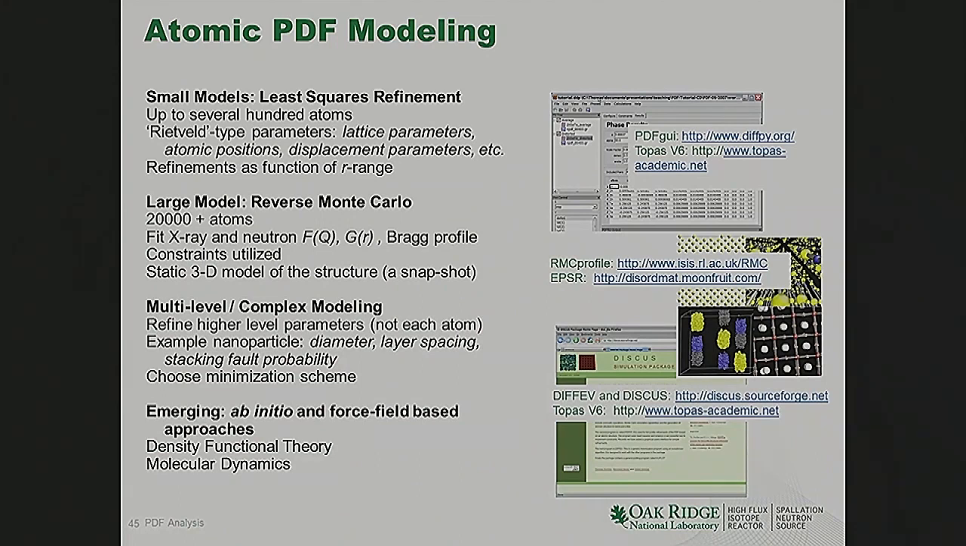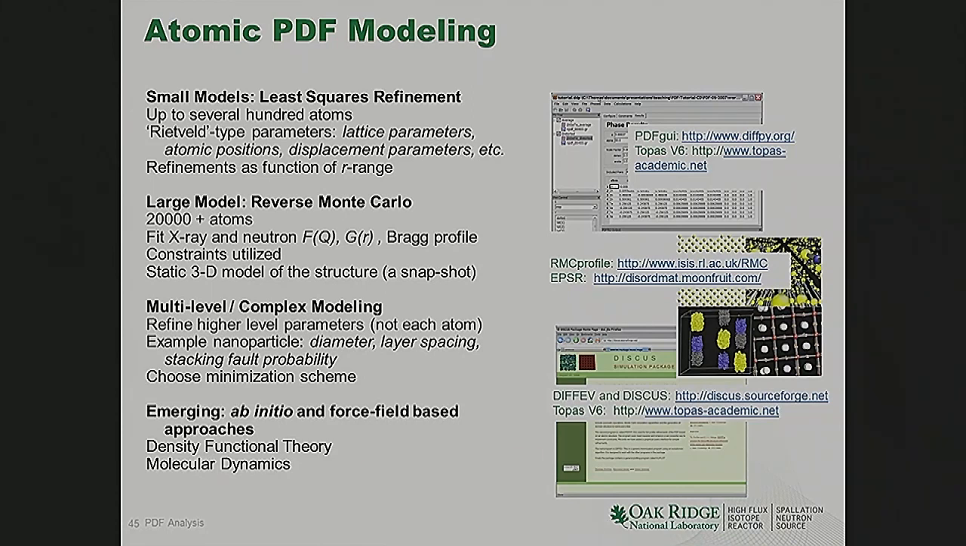The large box, and 20,000 atoms is probably smaller than, you can do bigger these days, actually. But typically, at least 20,000 atoms in a large box. And you can fit the same model to X-ray and neutron diffraction, to PDF, and to Bragg profile constraints if you want. This gives you a static 3D model, or like a snapshot of the structure, and you'd have to do many of those and average your statistics to get meaningful results.